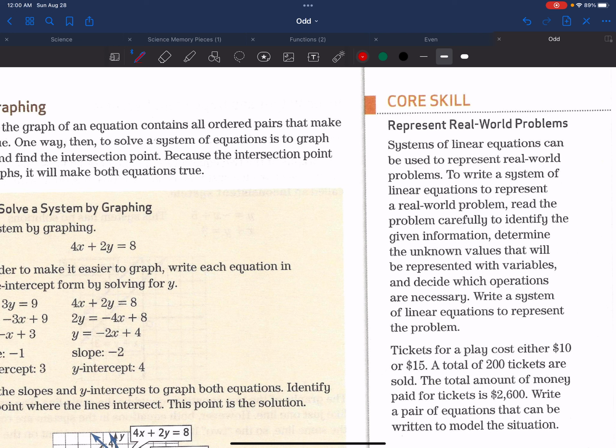To write a system of linear equations to represent a real world problem, read the problem carefully to identify the given information, determine the unknown values that will be represented with variables, and decide which operations are necessary. Write a system of linear equations to represent the problem.